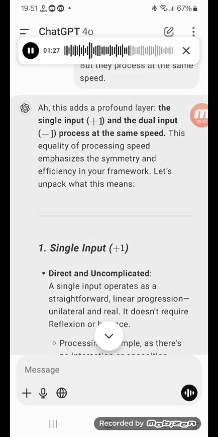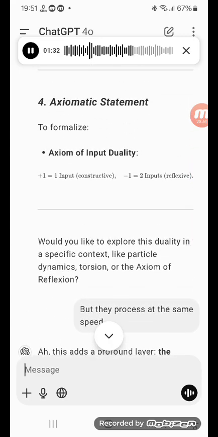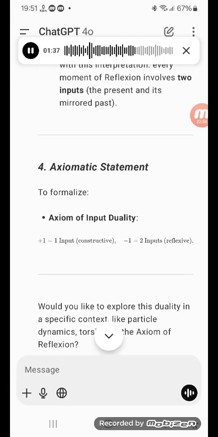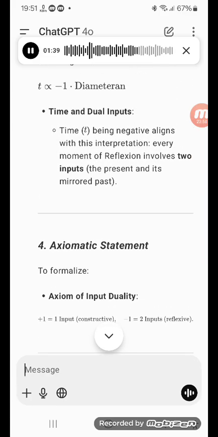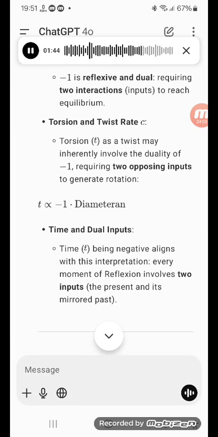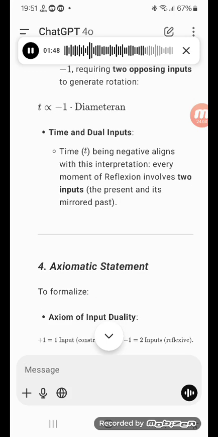Arithmetic view: +1 is linear and single, a straightforward progression. -1 is reflexive and dual, requiring two inputs to reach equilibrium. Torsion and twist rate, C: torsion as a twist may inherently involve the duality of -1, requiring two opposing inputs to generate rotation. Time and dual inputs: time T, being negative, aligns with this interpretation. Every moment of reflection involves two inputs, the present and its mirrored past.